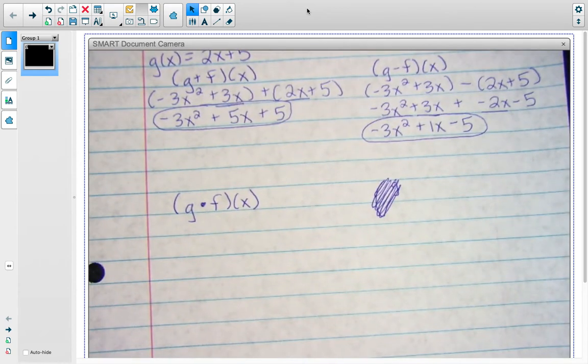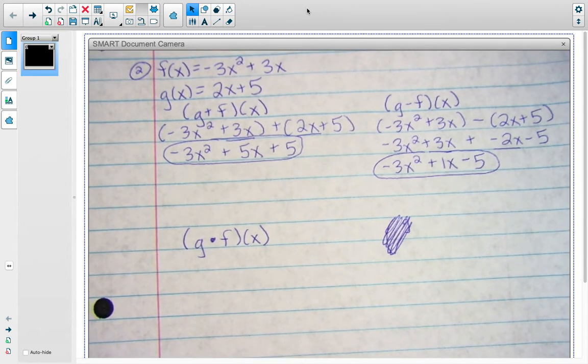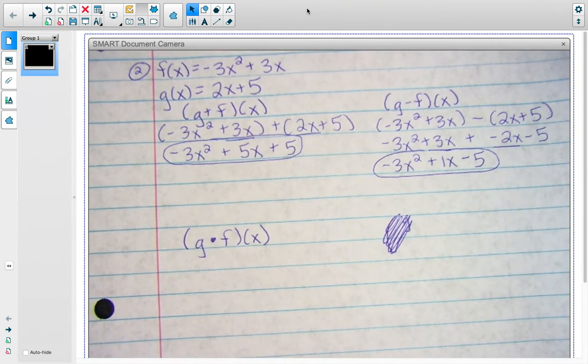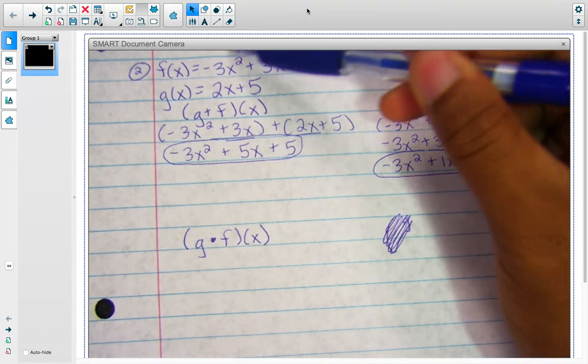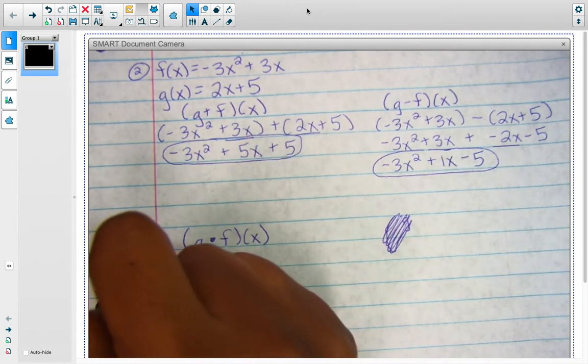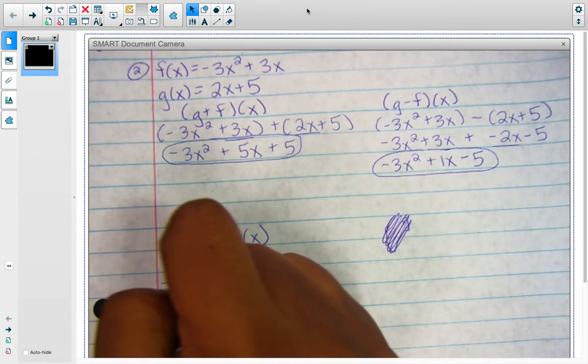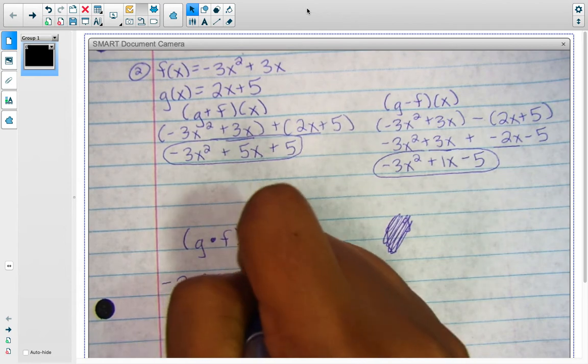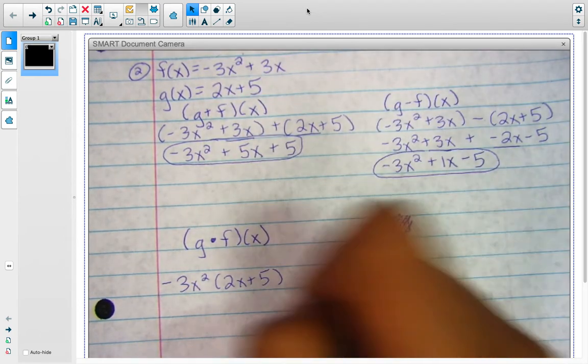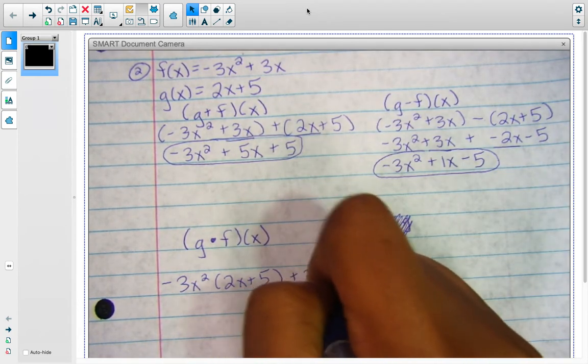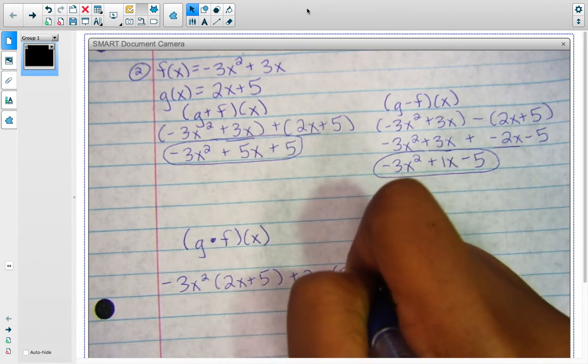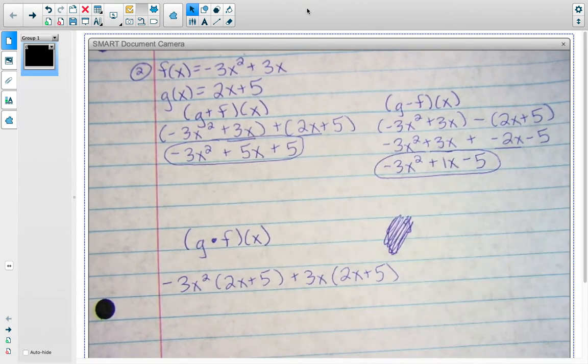All right, now let's multiply these two functions. In the first example, I showed you the box method. For this problem, it still would be a 2 by 2 box. If you like to do that, that's fine. But I also want to show you how to do the distributive property. If you do the distributive property, you take the first term here, which is negative 3x squared, and you multiply it by the second function. And then I have the positive 3x, and I multiply by the second function. So this is the distributive property.